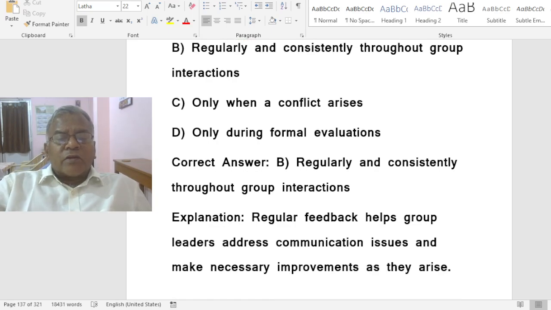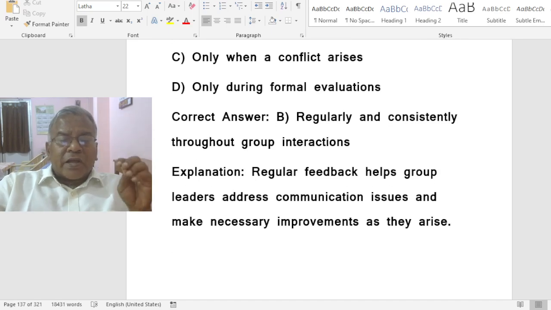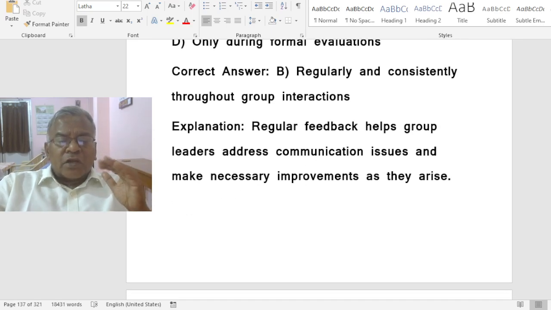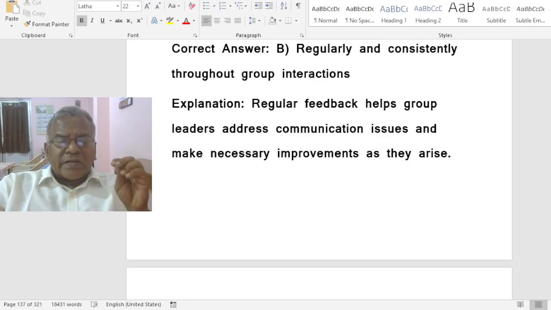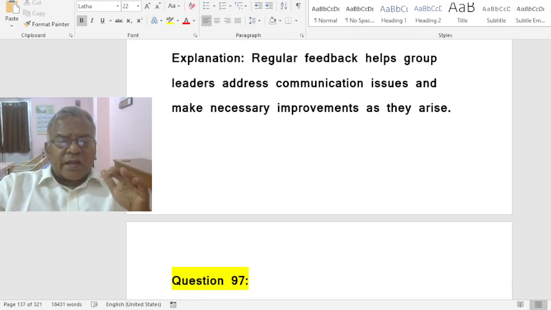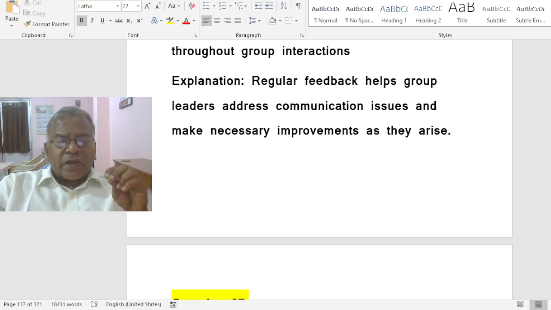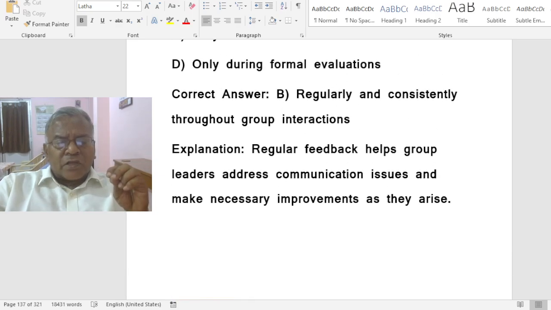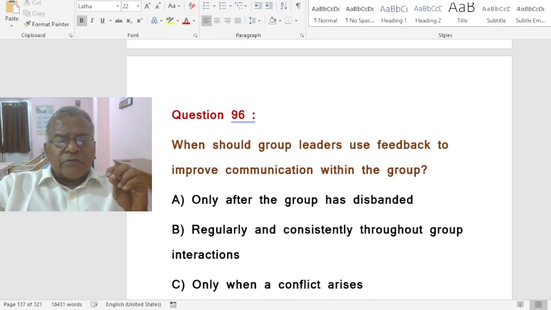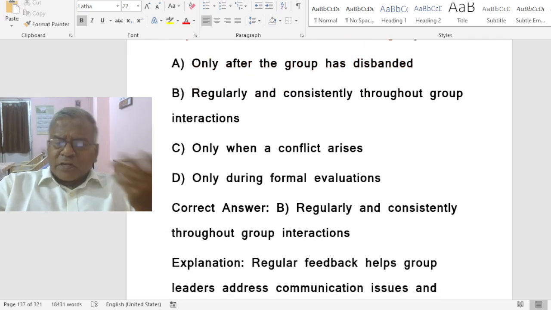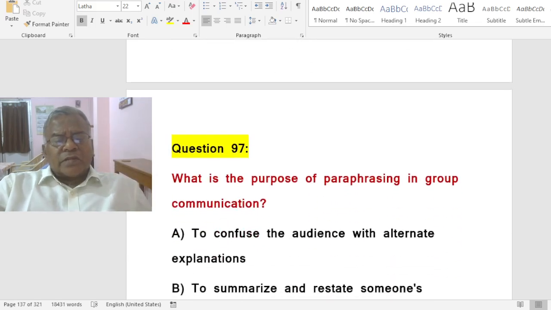That is, regularly and consistently throughout group interactions. Regular feedback helps group leaders address communication issues and make necessary improvements as they arise. So regular feedback helps group leaders address communication issues. So when should group leaders use feedback to improve communication within the group? That is, regularly and consistently throughout the group interactions. So that is the idea here.